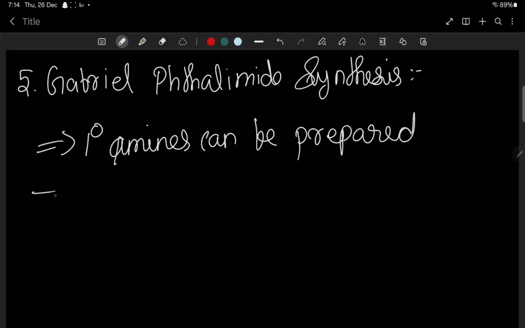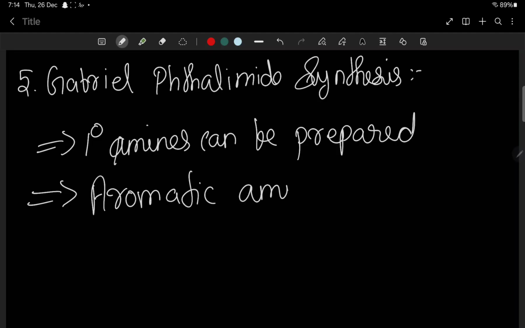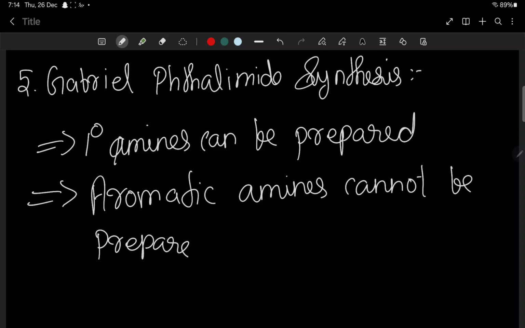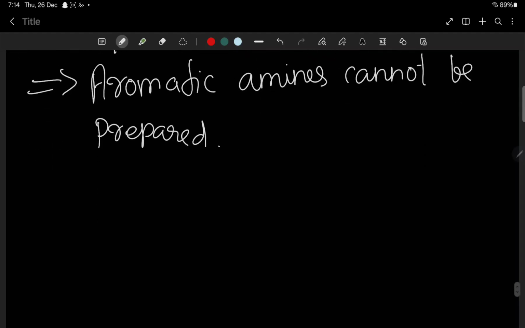Next point is that aromatic amines cannot be prepared. The reason why we can't prepare aromatic amines, I will explain while writing the reaction.